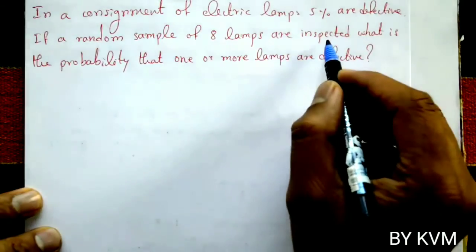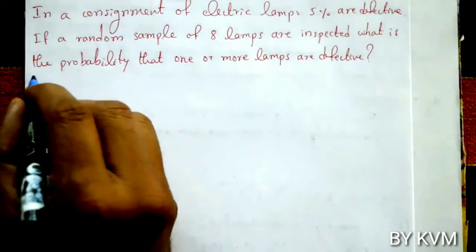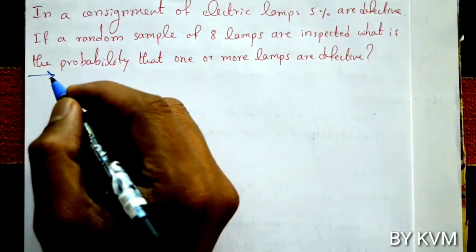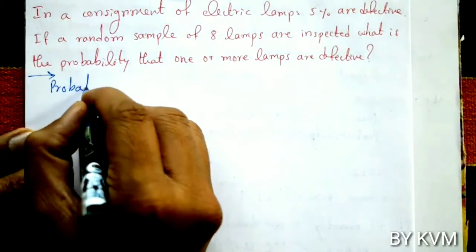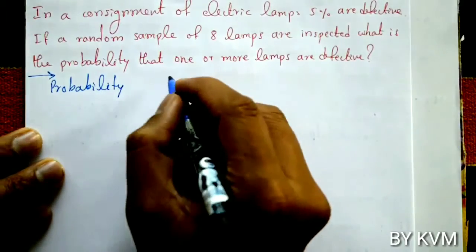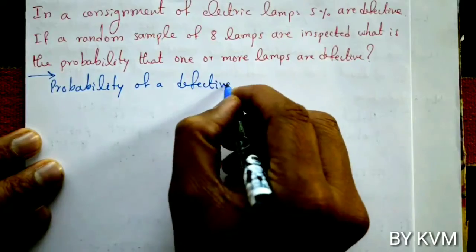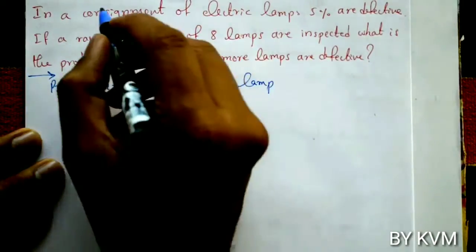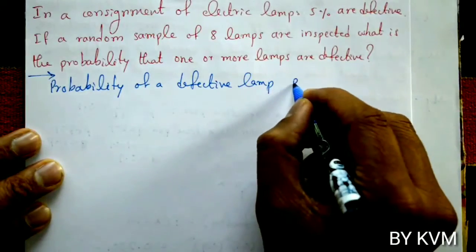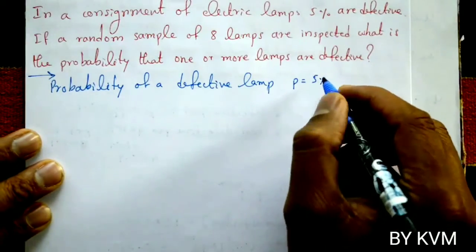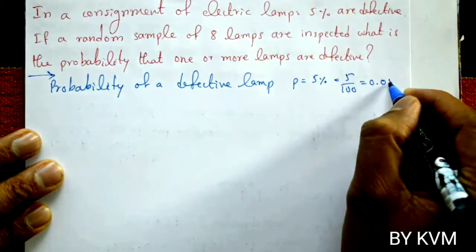A sample of 8 lamps is inspected. What is the probability that one or more lamps are defective? So here, the probability of defective lamps is given, that is P. P is the probability of success. Probability of a defective lamp, that is P, is given as 5%. So 5% means 5 by 100, that is equal to 0.05.